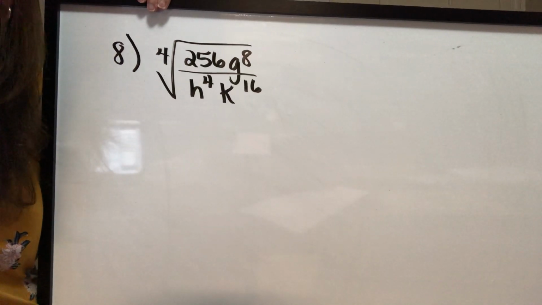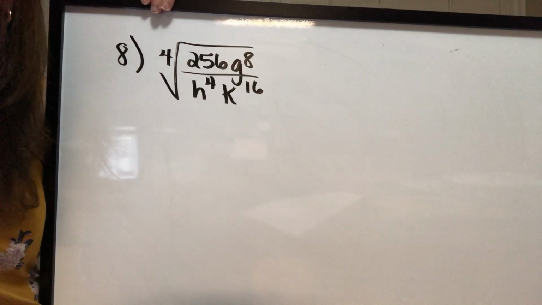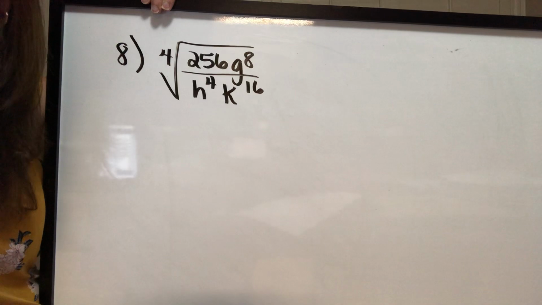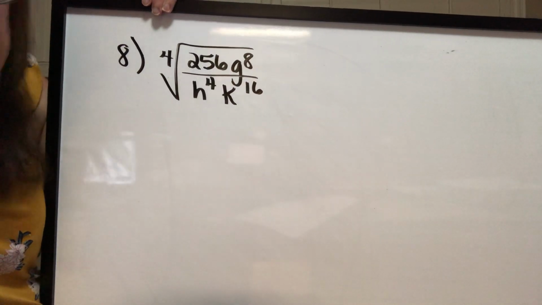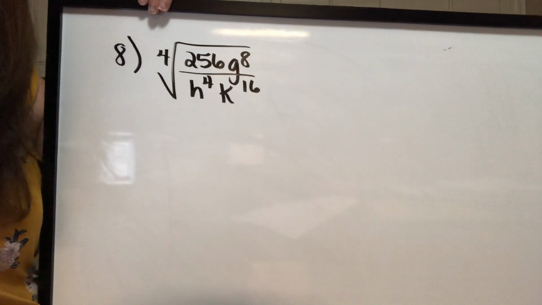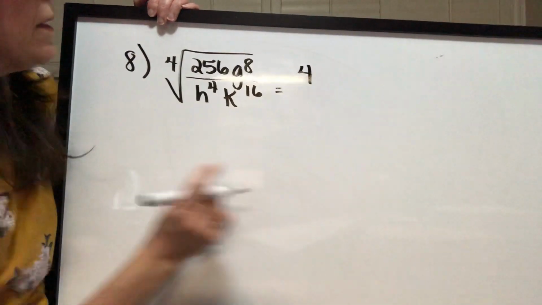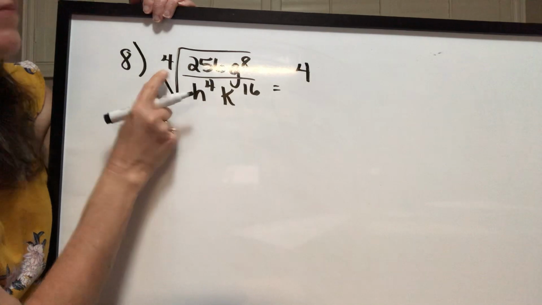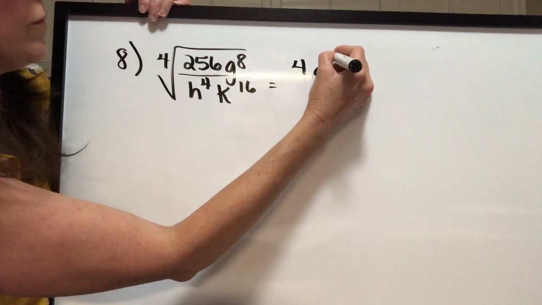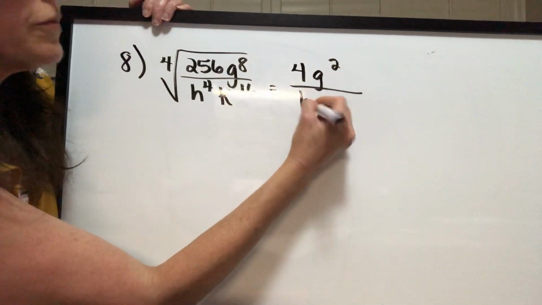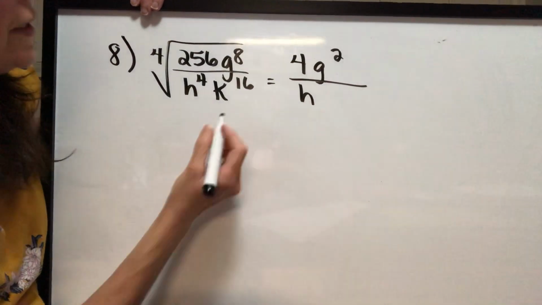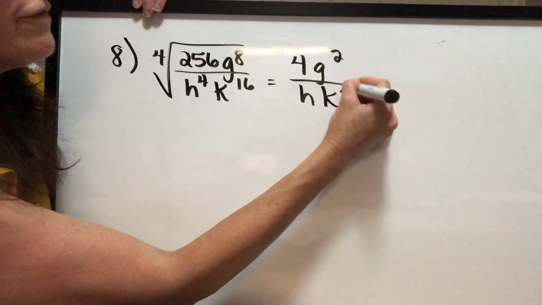All right, so here, the number 256, I have to figure out what the 4th root of that is. I'm not going to show it, but go under math, go down to number 5, put the 4th root in, and the number is 256. The 4th root of 256, you should get 4. All of the exponents, I'm going to divide them by 4. So g will be squared. H will be like h to the 1st. I'm not going to write a 1. And then k to the 4th power.